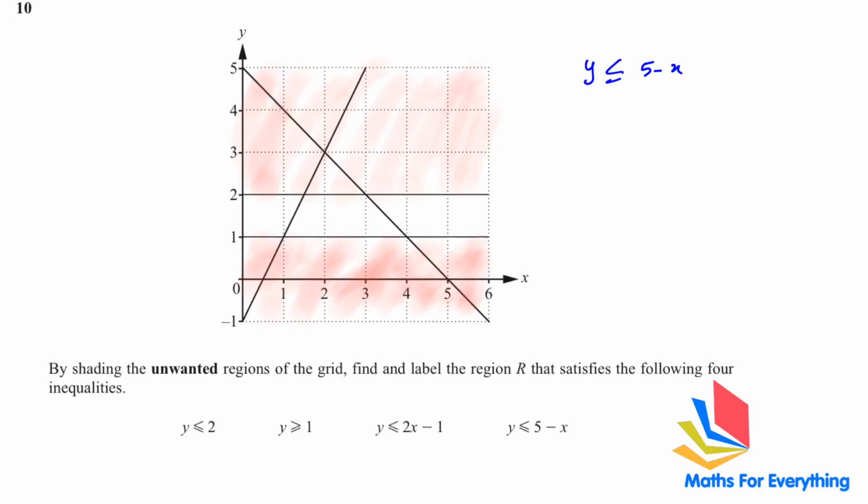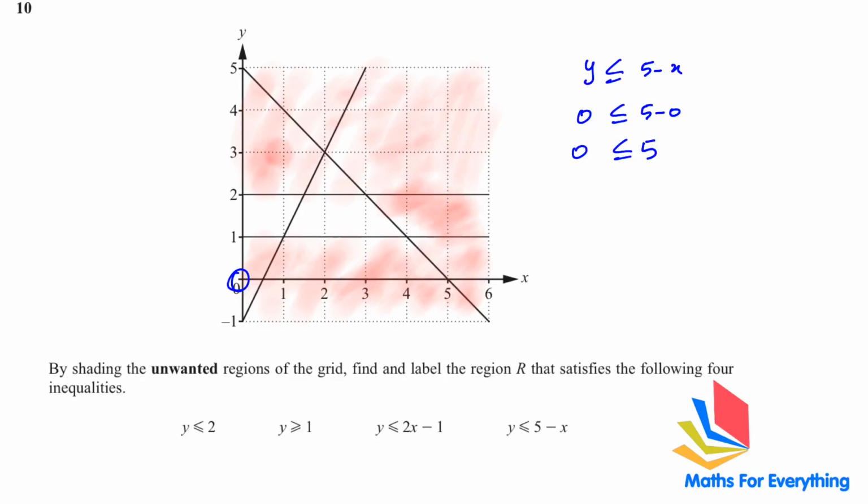Write the equation, choose a point. I'm choosing x is 0 and y is 0. That is the easiest one. So is y less than or equal to 5? Yes, it is less than 5. So this part is the wanted region. This is the unwanted one. So we shade this here.